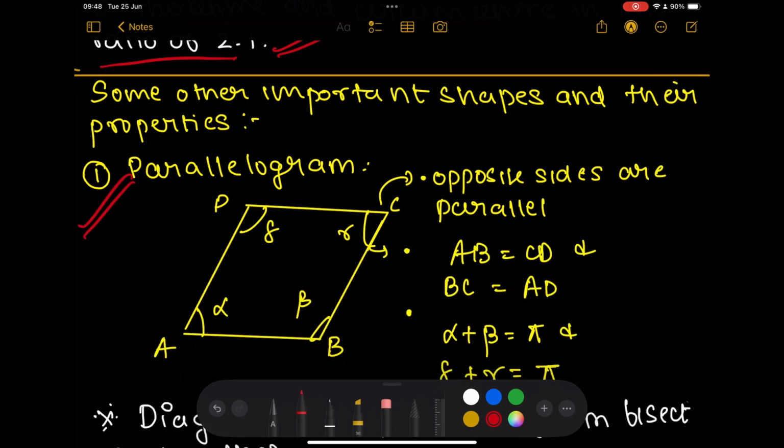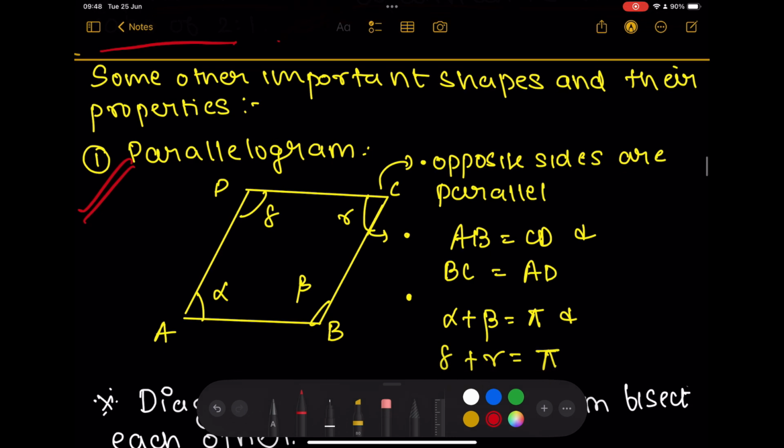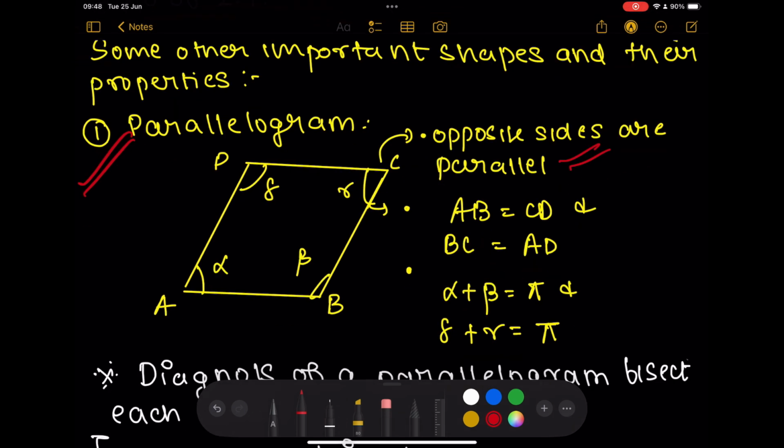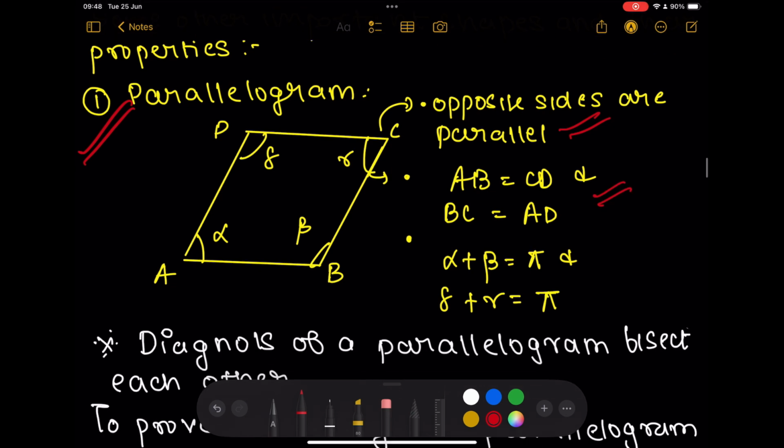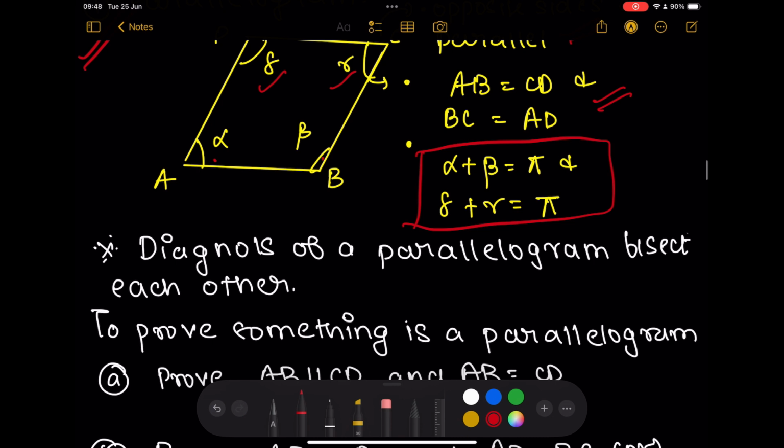For example, first is the parallelogram. Opposite sides are parallel, which is a very basic property, and opposite sides are equal: AB equal to CD and BC equal to AD. This property is also very important, and most of you might know it, though some might not: when you take any two adjacent angles in a parallelogram, they sum up to 180, meaning they're supplementary. Alpha plus beta is equal to 180 degrees, and gamma plus delta is also equal to 180 degrees. This is also very, very important.